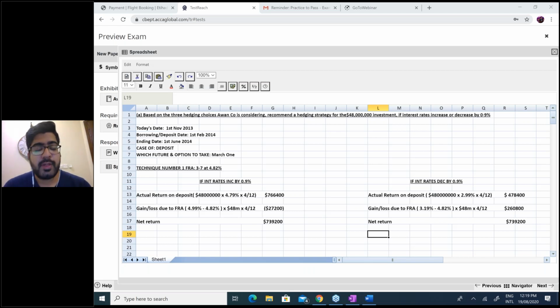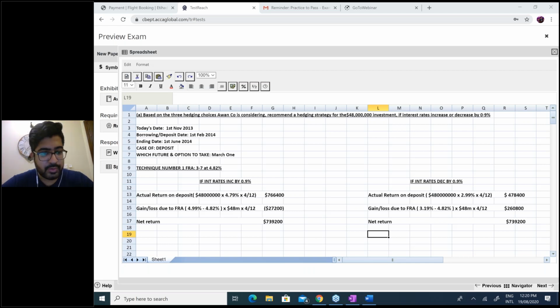Okay, we are doing FRA technique since today's 1st November, and we plan to borrow and deposit on 1st Feb after 3 months till 1st June for 4 months. So 3-7 is the FRA rate, and the rate provided in the question is 4.82. The working format says if interest rate increase by 0.9 and decrease by 0.9, you have to take both of them. Okay, the format is actual return on deposit or cost on borrowing.